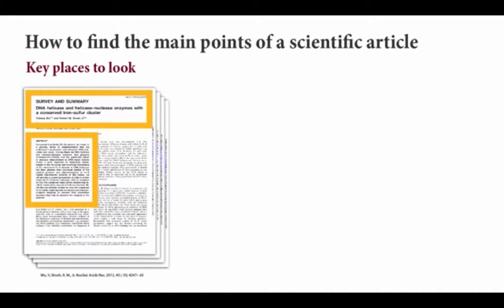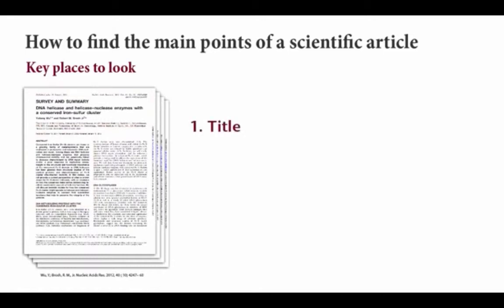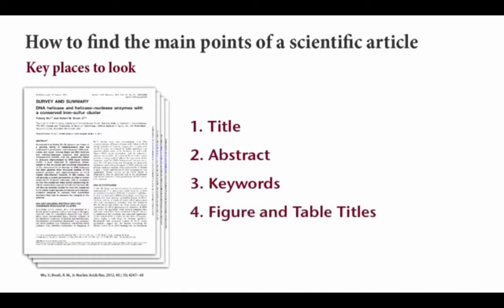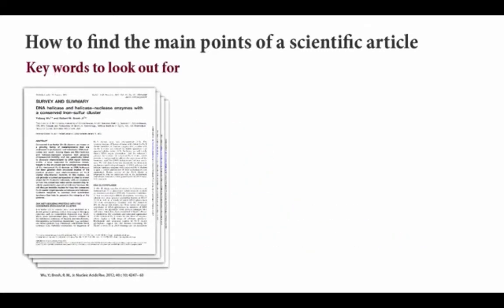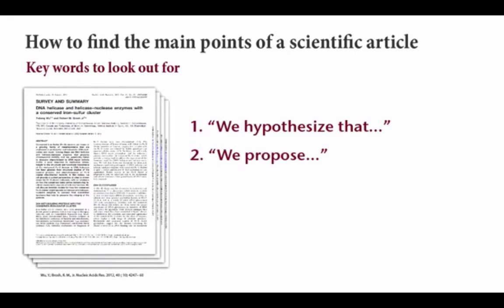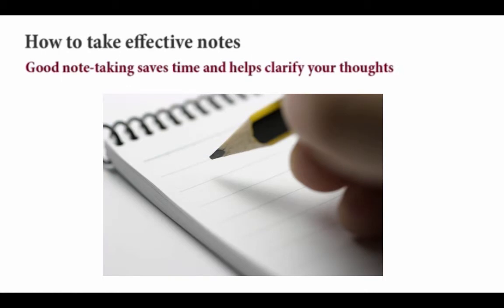It can be difficult to distinguish between the main point and less relevant subpoints. Key places to look for main points include the article's title, the abstract, keywords, the figure and table titles, and the first sentence or the last couple of sentences in the introduction. Within the article, some useful words to clue you in on the author's main points include: we hypothesize that, we propose, we introduce. Another important part of reading and comprehending a scientific article is taking notes.